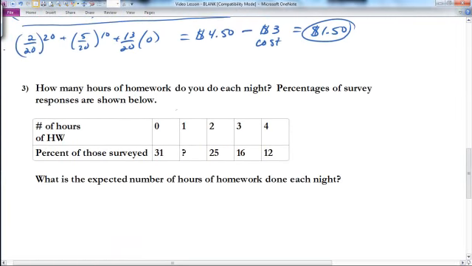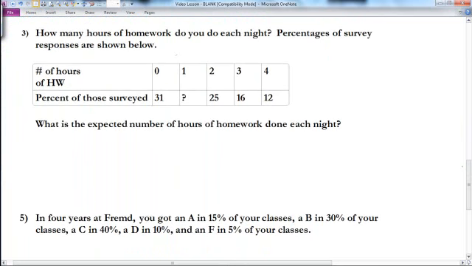Okay, go ahead and read the next problem and try and complete it on your own, and when you are done, unpause the video and see how you did.